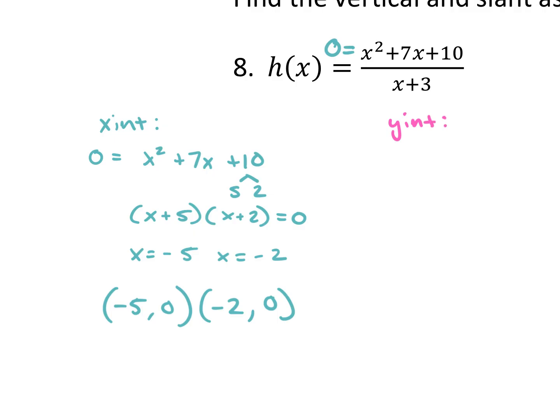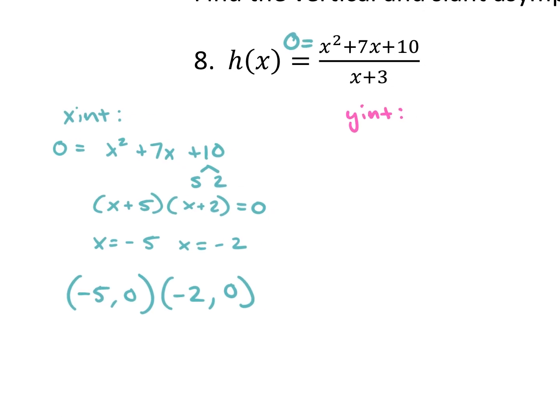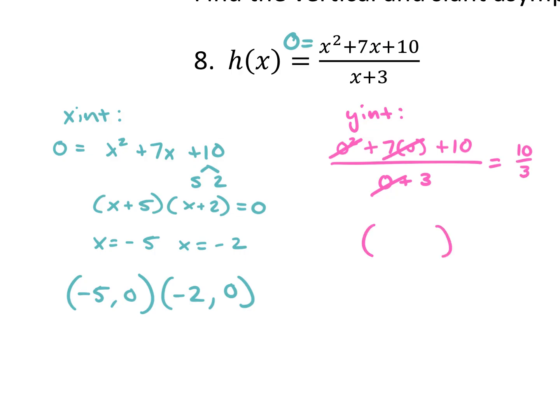Next, let's find our y-intercept. What do we do to find the y-intercept? Plug in 0 into all of the x's. Perfect. So we have 0 squared plus 7 times 0 plus 10 over 0 plus 3. If it has a 0, it just goes away. So what do we have left? 10 over 3. How would you write that as a y-intercept? 0, 10 over 3. Perfect. So that would be our point.